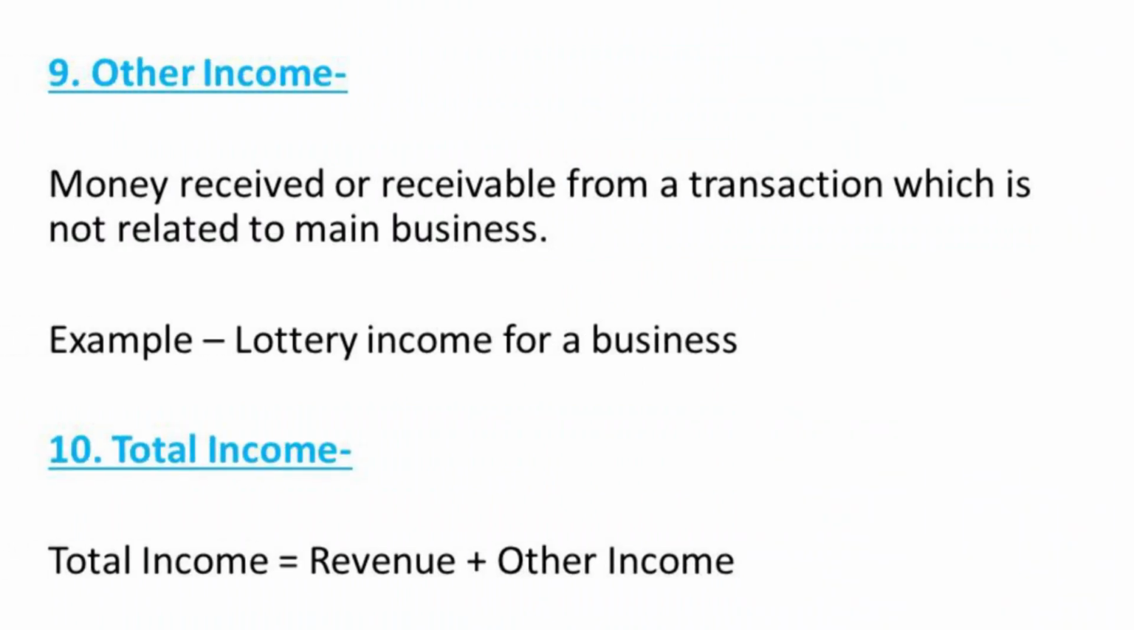Other income. Normally business can generate some of its income not only through revenue but also through other sources. Let's say there is a furniture dealer. He had purchased a lottery ticket and he won a lottery of about 10 lakh rupees. Now this lottery income which he received for 10 lakh rupees is what we refer to as other income. That is something which is not related to his furniture business.